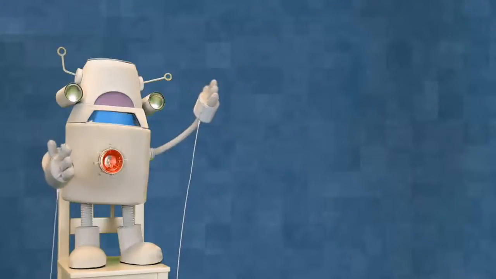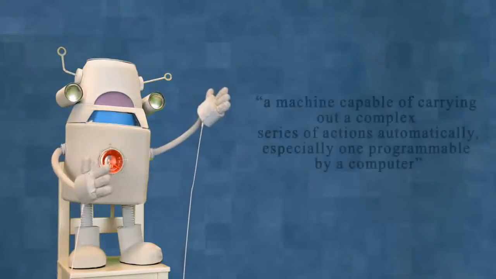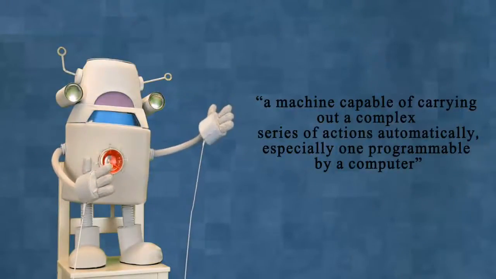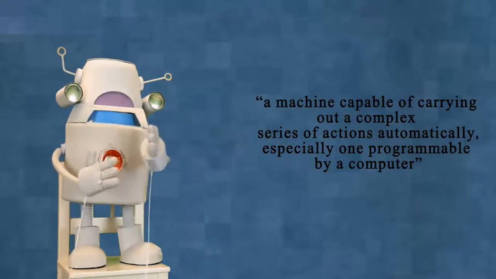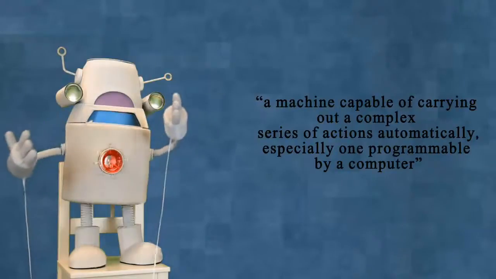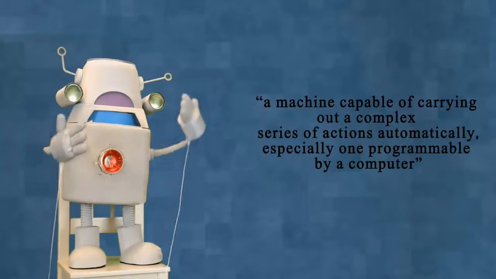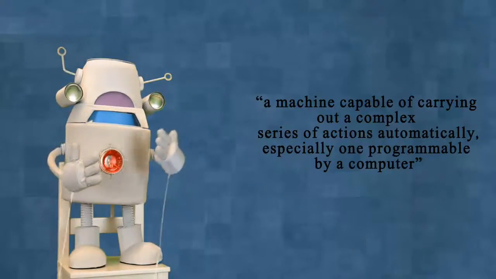According to the Oxford Dictionary, a robot is a machine capable of carrying out a complex series of actions automatically, especially one programmable by a computer. In other words, a robot is a machine that can be told to do a job and then can do it on its own.